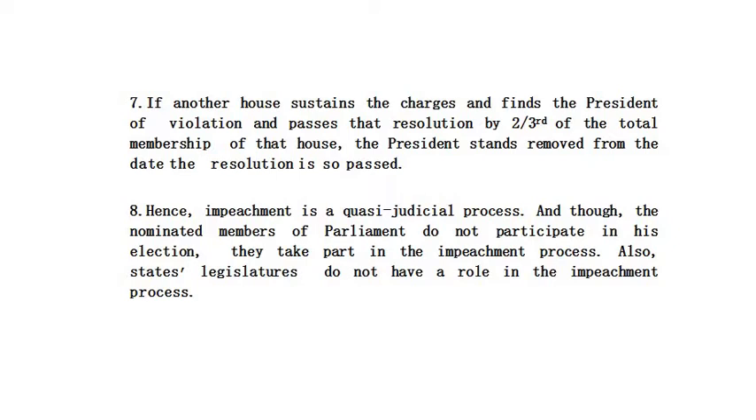Hence the impeachment process is a quasi-judicial process, and though the nominated members of the parliament do not participate in his election, they take part in the impeachment process. Also, state legislatures do not have a role in the impeachment process. That means for the impeachment process, those who participated in the election of the president are not all eligible to participate in this impeachment process.